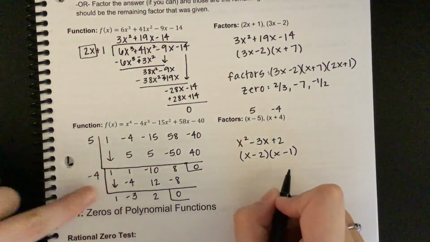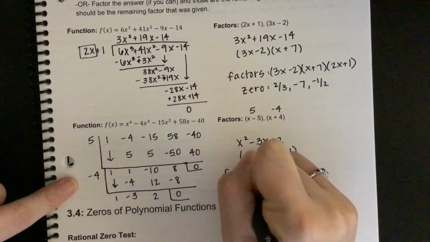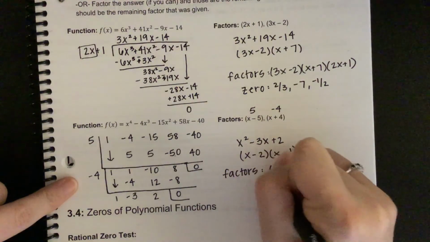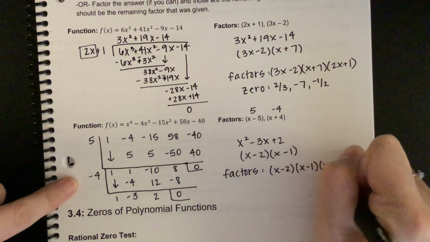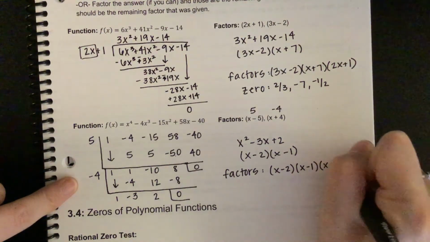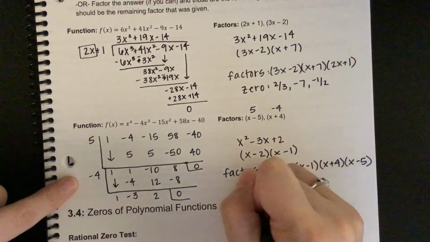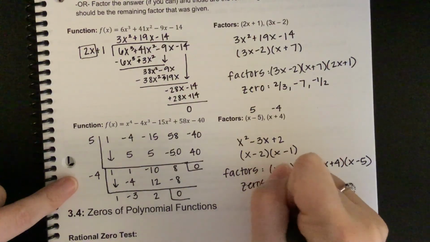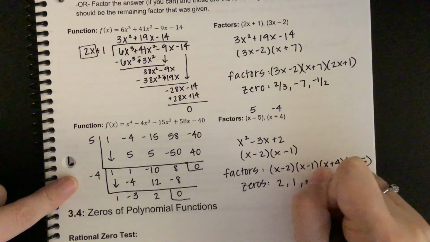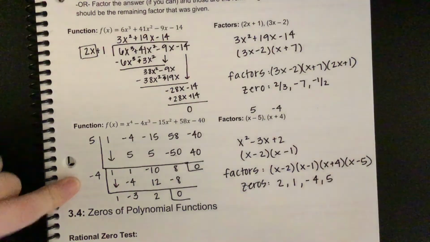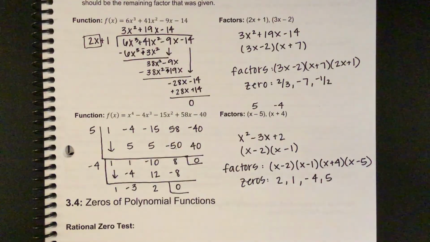So my factors, I could rewrite this as x minus 2, x minus 1, x plus 4, and x minus 5. My zeros would be 2, 1, negative 4, and positive 5. So remember that we would cross the x-axis at those values.